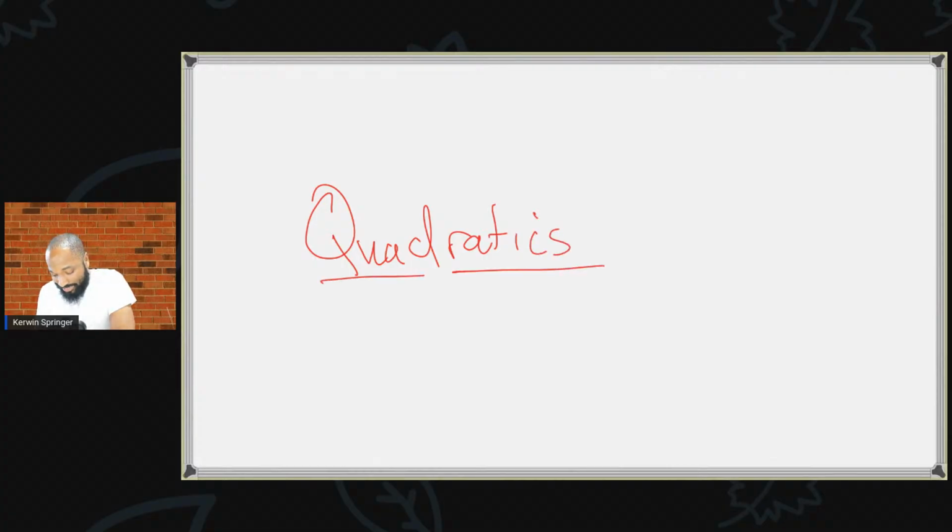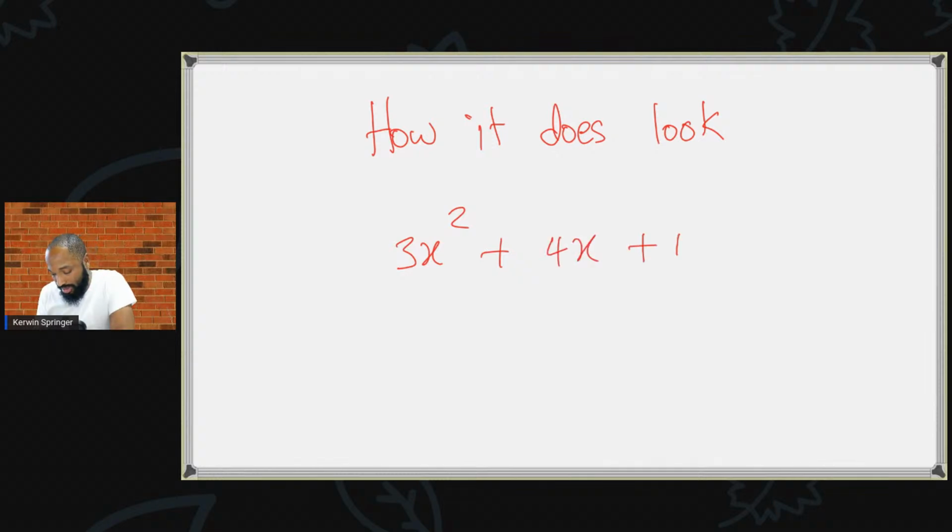So, quadratics. That's how you spell the word, to begin with, right? And next up, what we should know about quadratics is how it does look. A quadratic does look like this: 3x squared plus 4x plus 12.